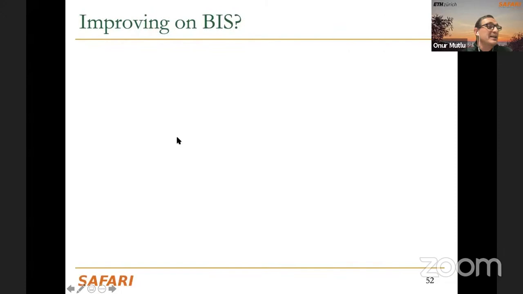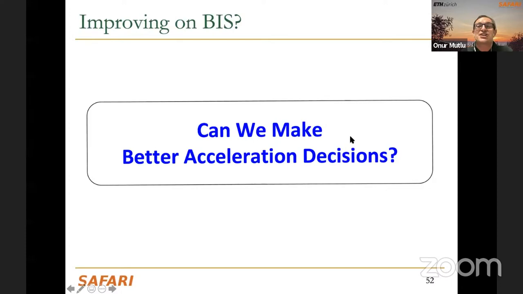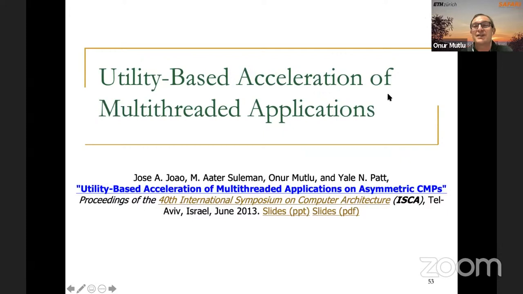Okay. Maybe I will cover the next work and then we will take a break and switch gears to data marshalling. So basically, can we make better acceleration decisions is always the next question, right? And in the next work, we tackled that. I'm not going to cover this in detail because if we do, then we will stay here until breakfast tomorrow, perhaps. Probably you don't want to do that. So I will just give you the key ideas of this.